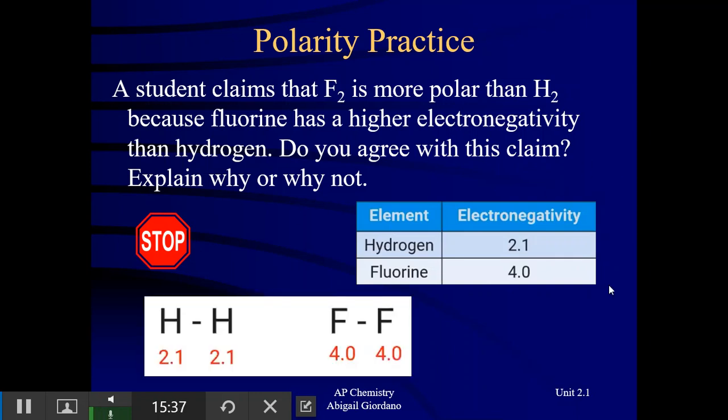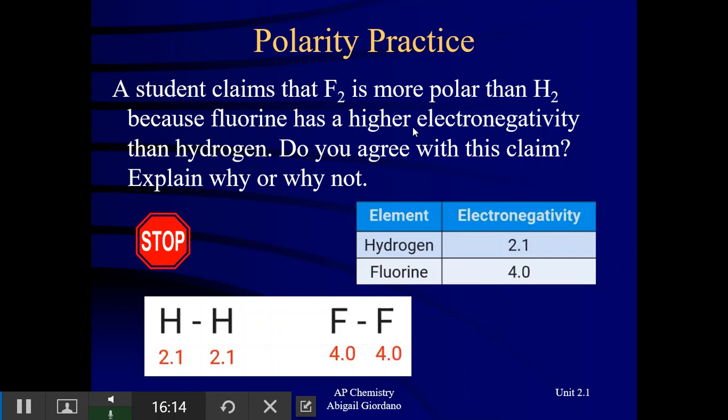All right, so if we think about these two diatomic molecules here, again, it's not about the values themselves, it's about the difference. Yes, fluorine is more electronegative than hydrogen, certainly it is. However, the difference in these two molecules, both of them have a difference of 0. They are equally polar. In fact, they're not polar at all. They're both nonpolar bonds. So make sure you actually answer the question and then you back it up.